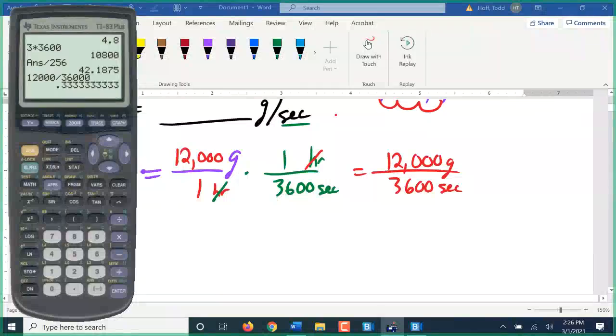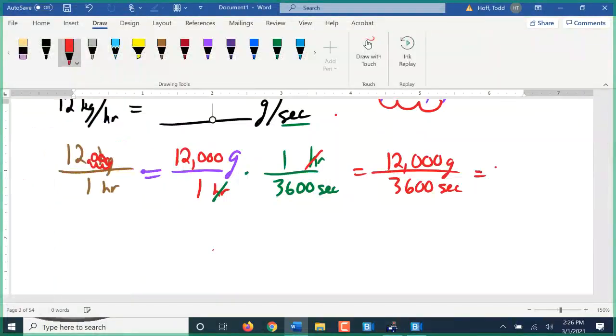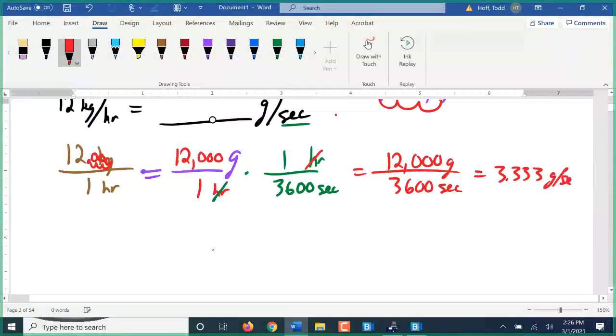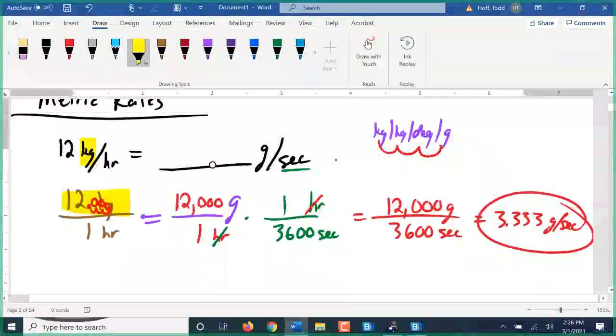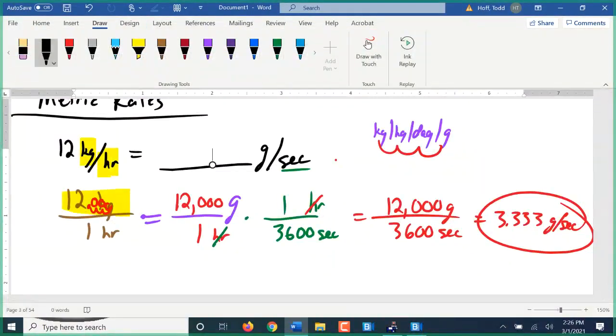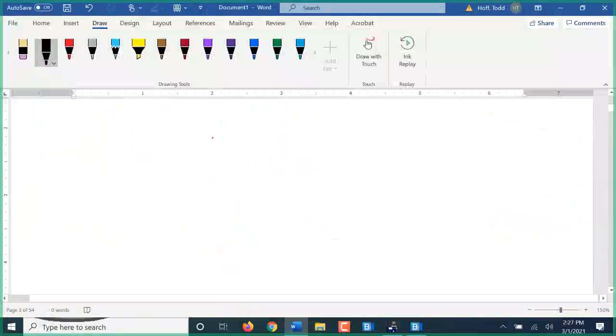And extra 3.333 is what that should be, grams per second. So there we had to do both processes. We had to do the decimal movement, and we had to do that dimensional analysis, that conversion factor to cancel out the units. Because we had both the metric units, kilograms, and we had time, which is always standard. If both units are metric, it makes life a lot easier on us.